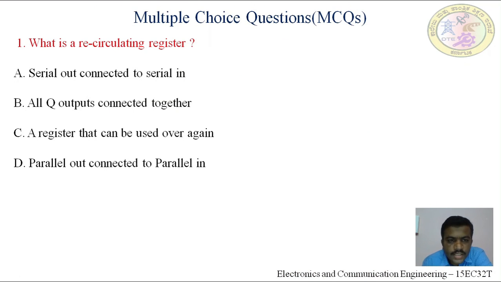Now let us answer some multiple choice questions. First question: what is a recirculating register? Options are: A. Serial out connected to serial in. B. All Q outputs connected together. C. A register that can be used over again. D. Parallel out connected to parallel in.